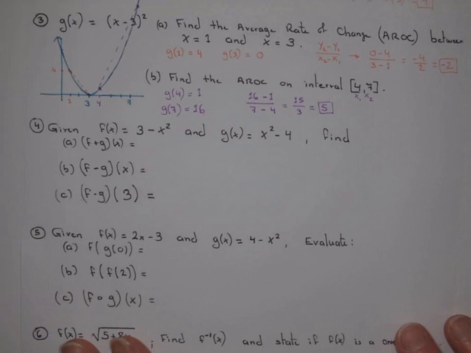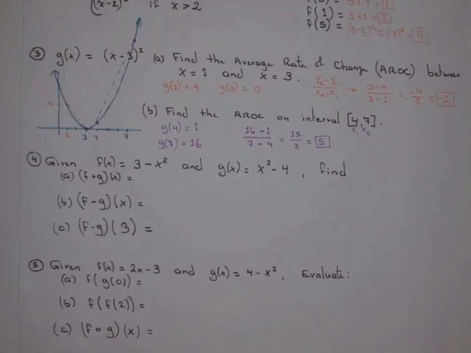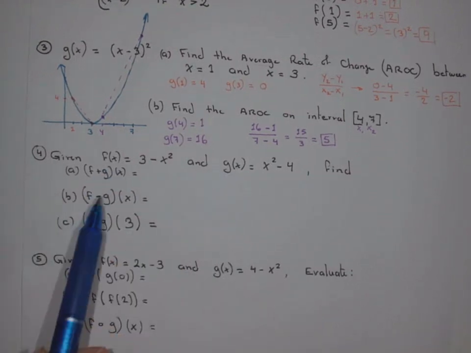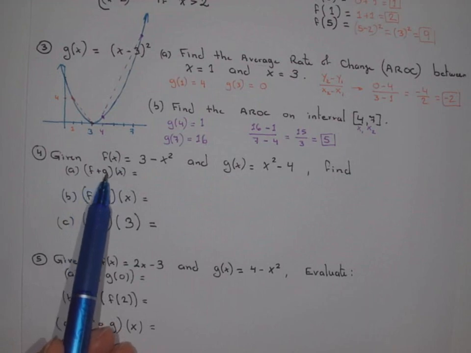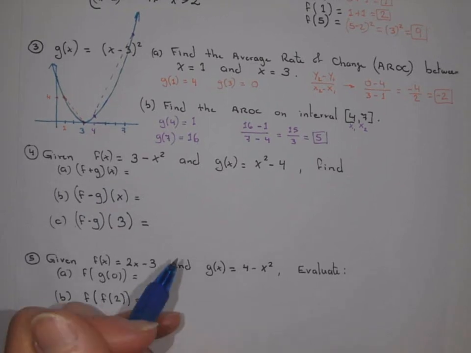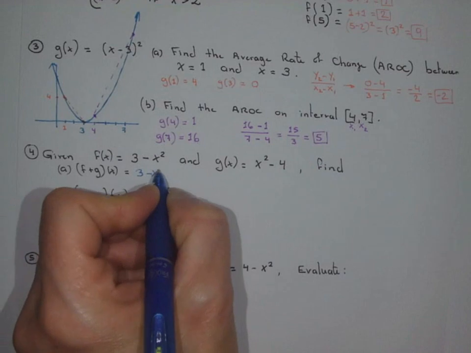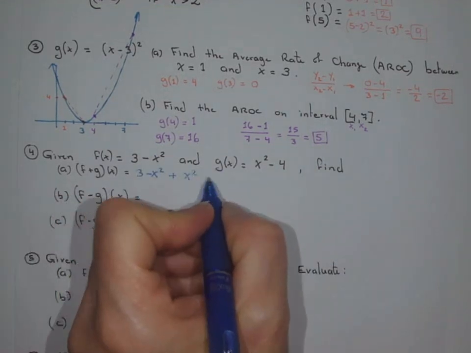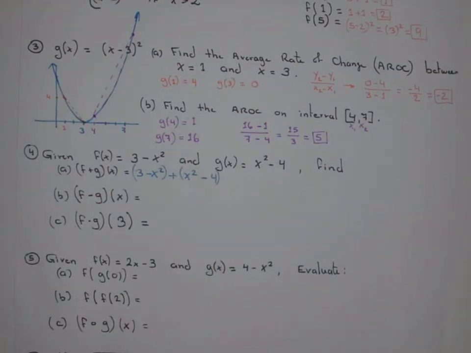Alright, now we are going to do operations of functions. So I'm given two functions, f of x and g of x, and I want to add them. That just means take your f function and add the g function, and we keep x as an input. We are not going to change anything. So that's just really putting like terms together. So your f function is 3 minus x squared, and I want to add my g function, so x squared minus 4. So here is my g, here is my f, and I want to add those.